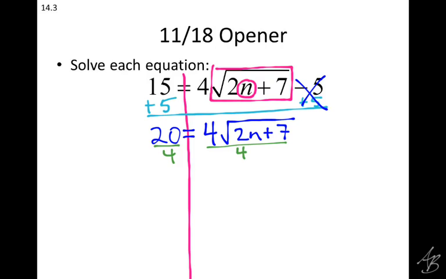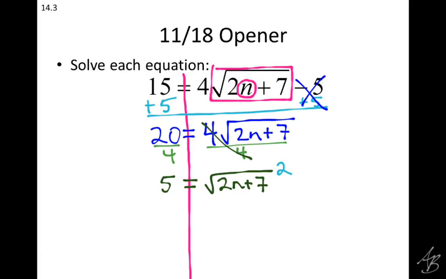And when the 4's cancel, we still have the square root. So on the right side, we have the square root of 2n plus 7. And on the left side, 20 divided by 4 is? 5. Okay. Now we have the square root by itself. So what can we do with that? Yeah, to get rid of a square root, the opposite of a square root, or the inverse of a square root, is a square. So we're going to square the square root.